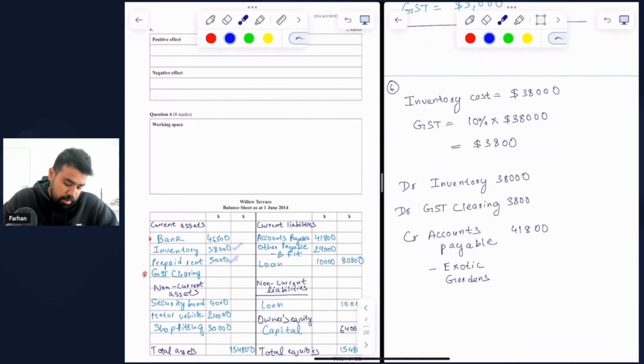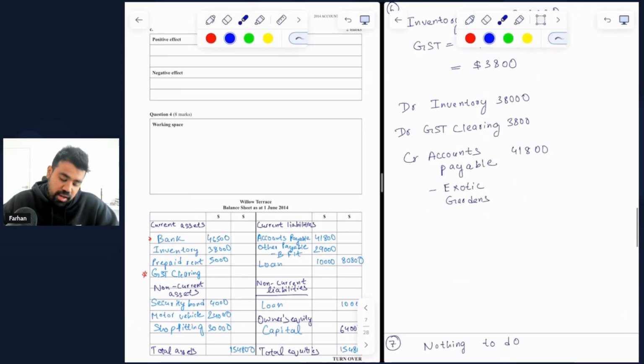the next thing I've kept here is the GST clearing, which is a current asset, given that whatever GST we have dealt with at the 1st of June 2014, everything was what we paid. We didn't really collect any GST because we haven't made any sales. It's just the first day of business. All right, so what's the amount for GST clearing in this case?